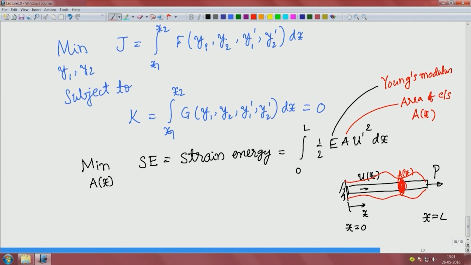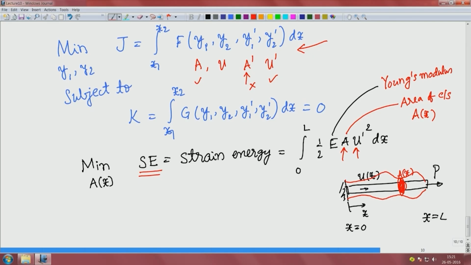Now, we have an integrand, in this case strain energy, half E A u prime square. A we do not know, u of x whose first derivative is involved here, that also we do not know, that is like this one. We have two functions, instead of y1 I have A, instead of y2 I have u. I do not have u here so far, but I do have u prime and I do not have A prime. This is not there in this problem, but this is there. This will also come once we write the governing equation for this.